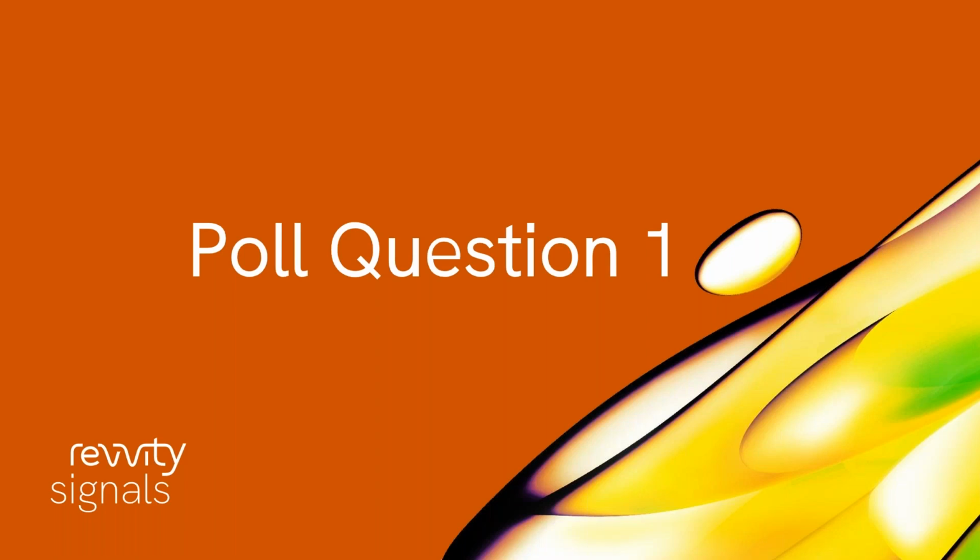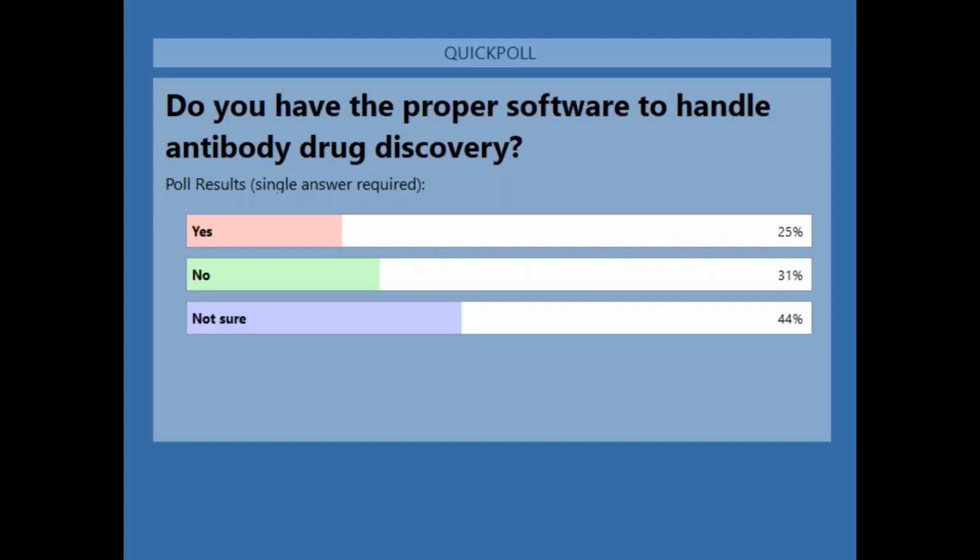Okay. That's great. All right, so that's good. I was expecting maybe we would get some results. No. Okay. Perfect. So I just want to give you a chance to respond to that, Zev. Yeah. Hold on 1 second. I think okay. I need to see them. So we've got about 25% of the people saying that they have the proper software for antibody drug discovery. Nice. Okay. 31% saying no, and then 44% saying not sure.